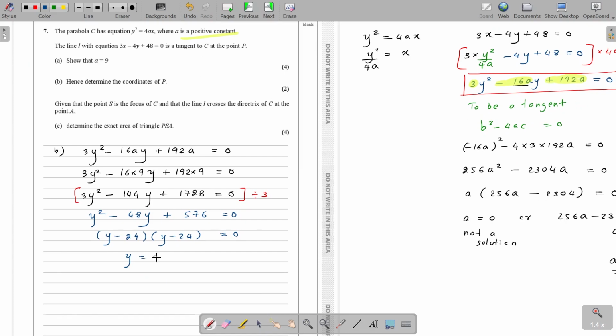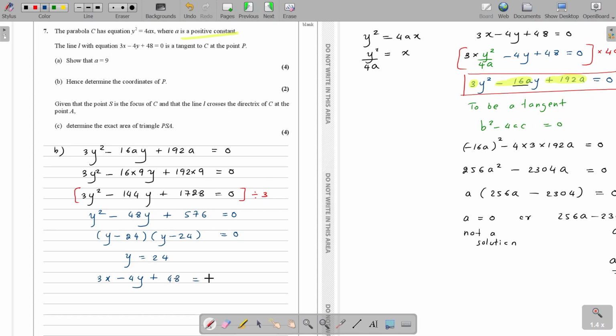Now to get the coordinate, you also have to get the x coordinate. What is the x coordinate? Substitute into the equation. So y square equals 4ax. Because x is not a quadratic term here, we can go with y square equals 4ax. If this x had a power 2, then I would definitely prefer to go with the linear equation. My advice to you is, when you solve simultaneous equations, always substitute into the linear equation and get the answer.